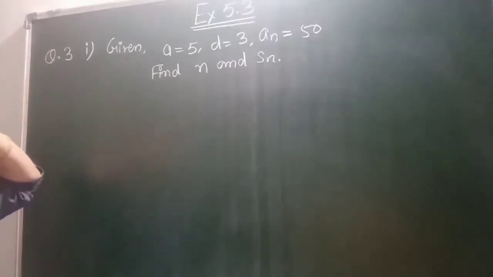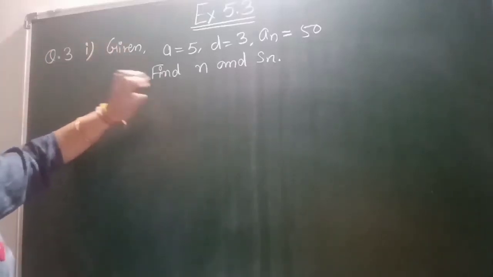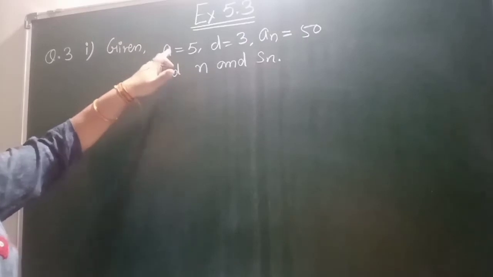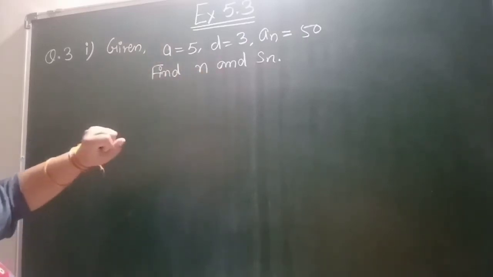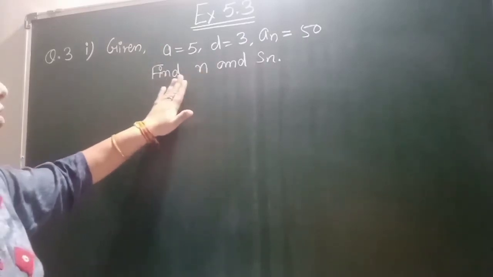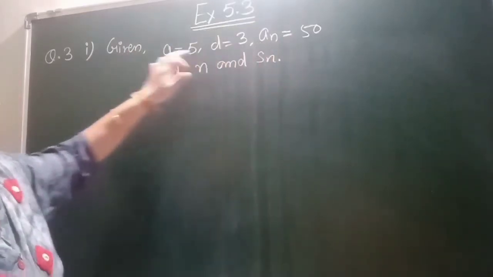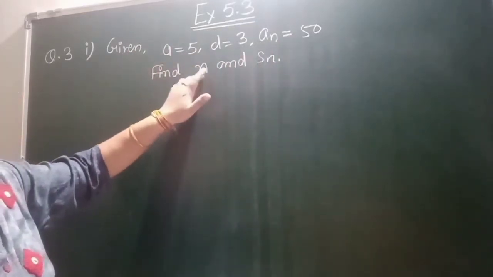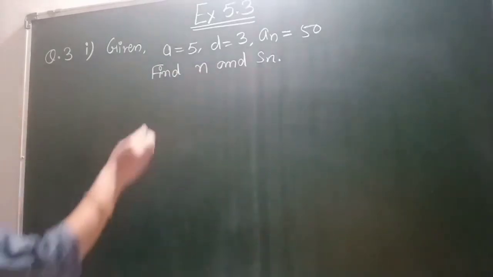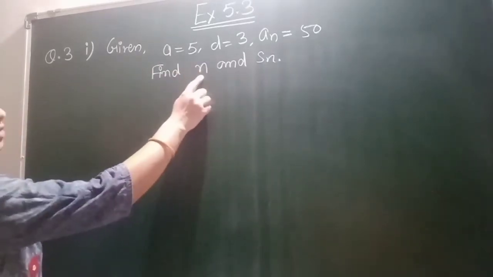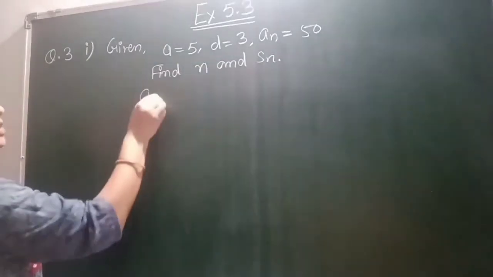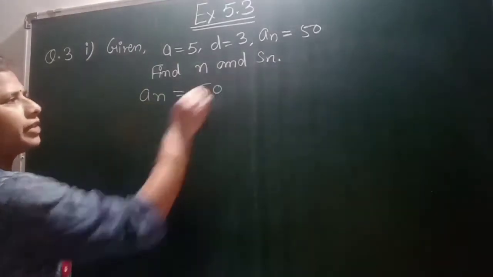Question 3 of exercise 5.3 is: it is given that in an AP, a equals 5, d equals 3, an equals 50, and we have to find n and Sn. With this given information, we have to find the value of n and Sn. So students, first we will find the value of n. For that we will use this an equals 50.